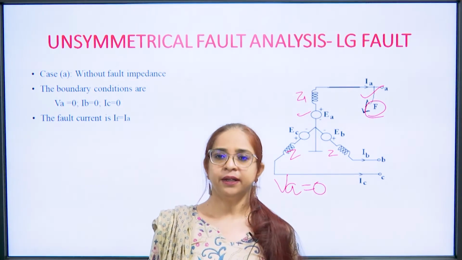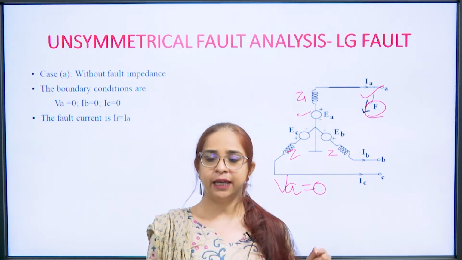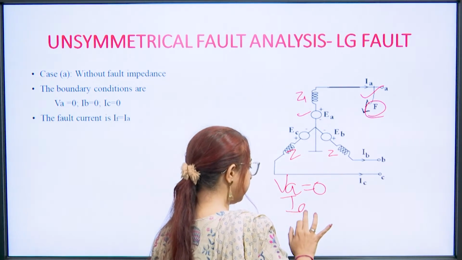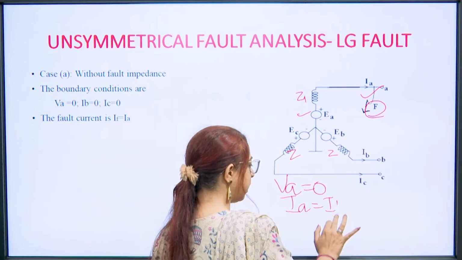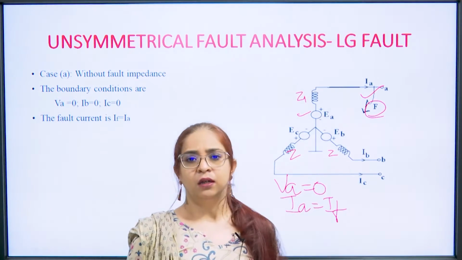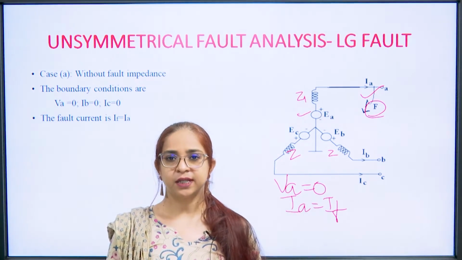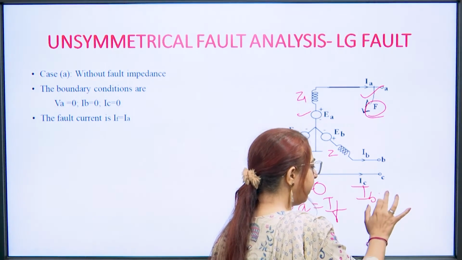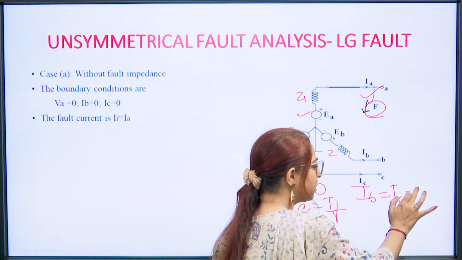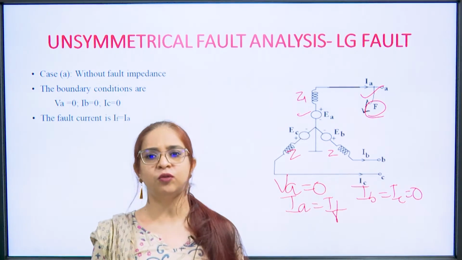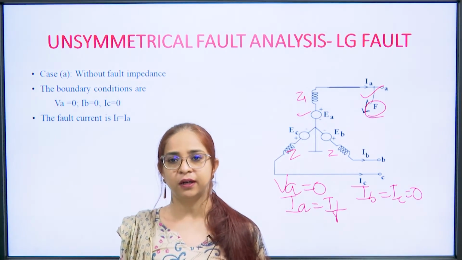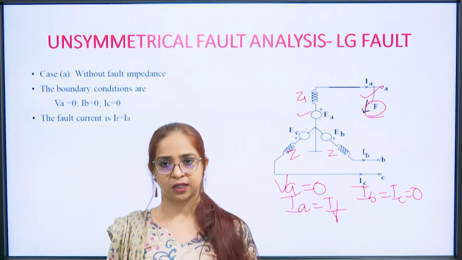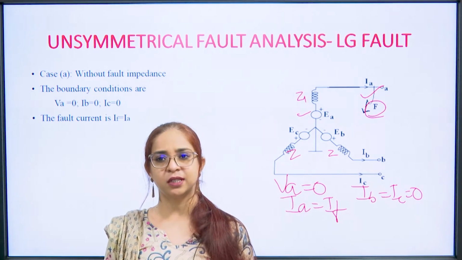What about the current? The current IA will become the fault current because that is the only phase where the fault has occurred. That means IA is equal to IF. What about the other 2 phases? They will have no current. Why? Because this is the property of the current. It flows where it finds least obstruction or least resistance. Current tends to follow the minimum resistance path.